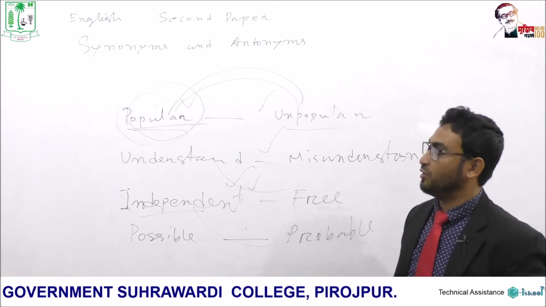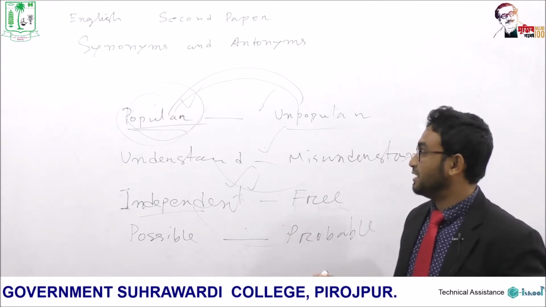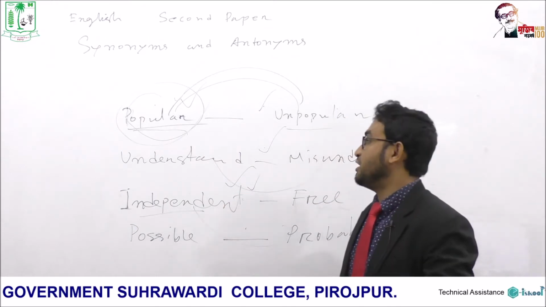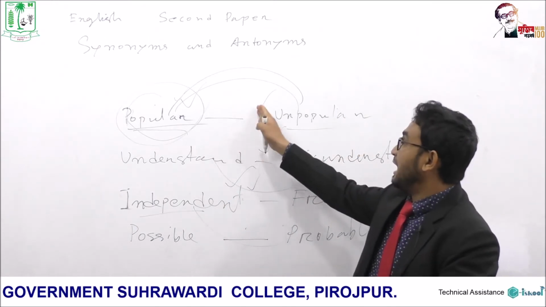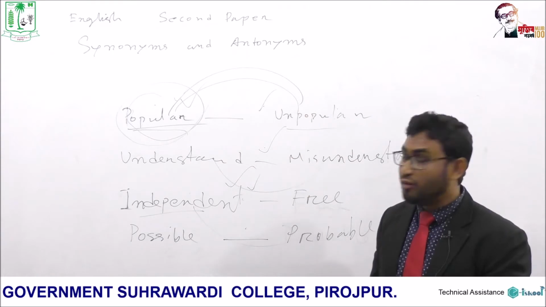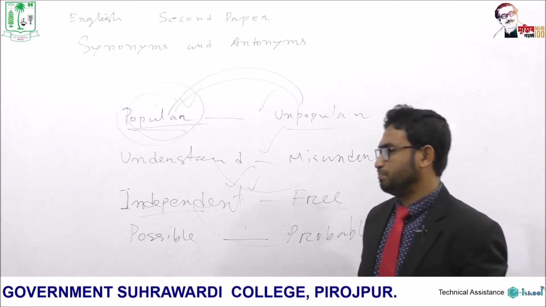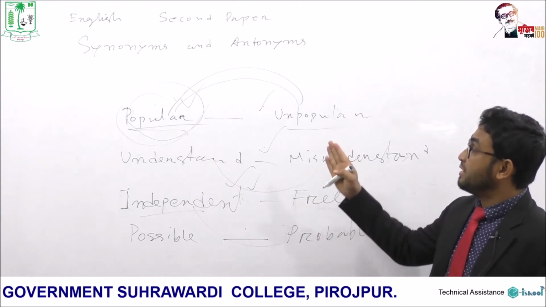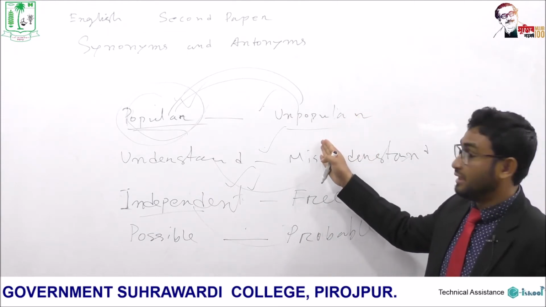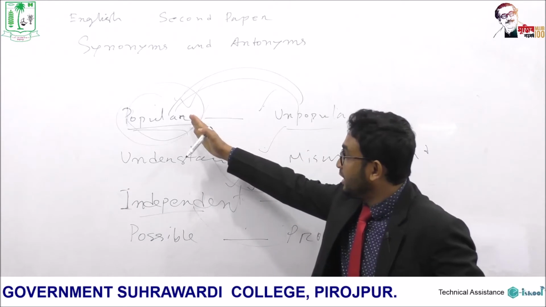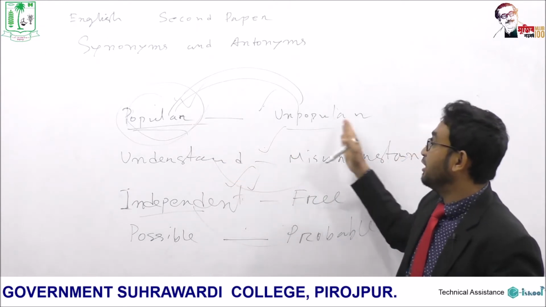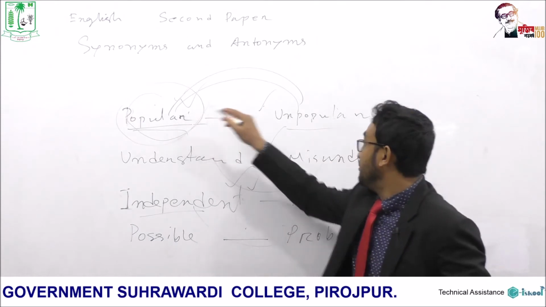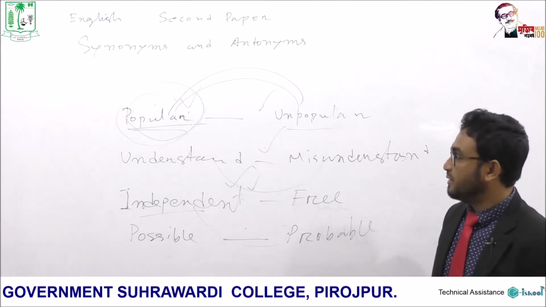That is the class of the word, the part of speech, we call this. Popular is an adjective. So if you want to write the antonym of the word popular, you have to write the antonym in the same form. That is, if the given word is an adjective, the antonym should also be an adjective. That's how you write popular, adjective, unpopular, also an adjective.